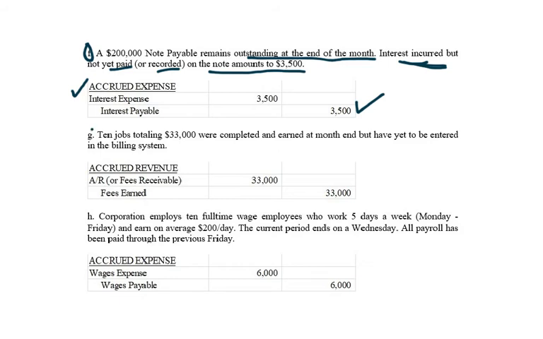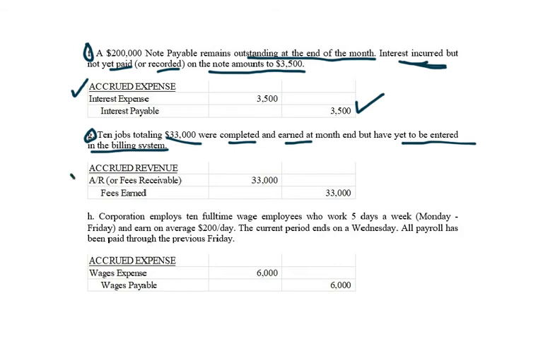Okay, next up, G, we had 10 jobs totaling $33,000, completed and earned at month end. So again, we completed them and earned them, but they are not entered into the billing system. Usually this is the truth, we're not going to do this entry unless we have a problem with timing. In other words, we completed something, but we have a billing lag. So because of that, we'll have to enter this, because again, it's been earned, but not yet received, or in this case, even entered into the billing system.